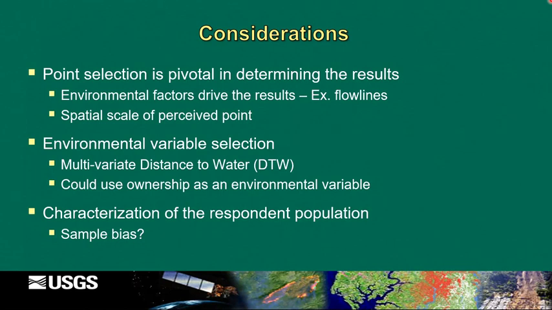The environmental variable selection can be important. We used a multivariate distance to water layer. We thought that was more appropriate based on how the landscape is used. Ownership could have also been used as an environmental variable, and that may impact the results of the study. And then finally, a characterization of the respondent population. Was there a sample bias? Generally the overall respondents were very much engaged in conservation and restoration within the watershed. We compared demographics to the overall population within the watershed, and it wasn't very different. So we don't necessarily believe there was a bias in the way the survey was conducted. We think there likely was not, but it is something to consider. And the fact that they were interested in conservation can certainly impact the results of this study.